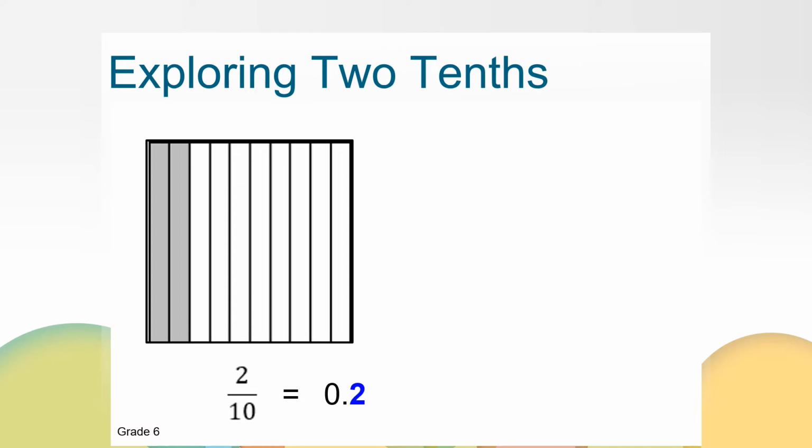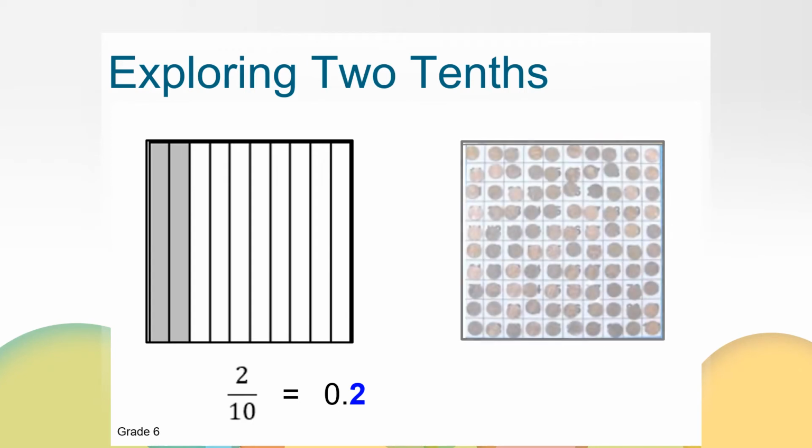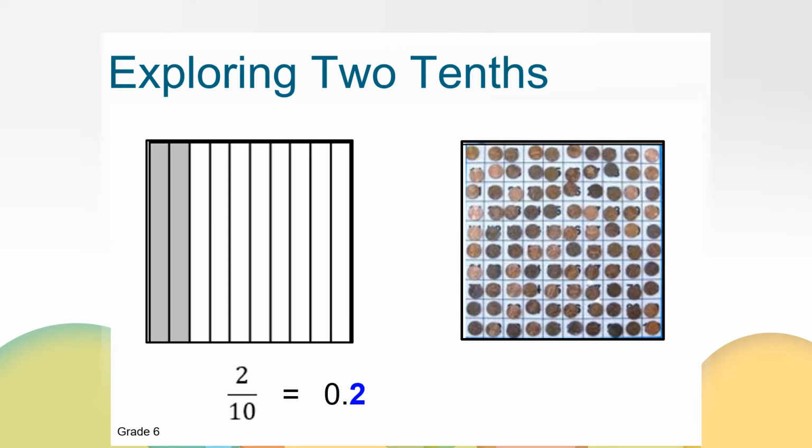We can think about this amount as dimes. We can also think about it as pennies. There are 100 pennies in $1. If I have 20 pennies, I have 20 cents. I can write 20 cents as a decimal by writing 0.20 or 20 hundredths. When I read this number, I read it as 20 hundredths. 2/10 is equal to 20 hundredths.